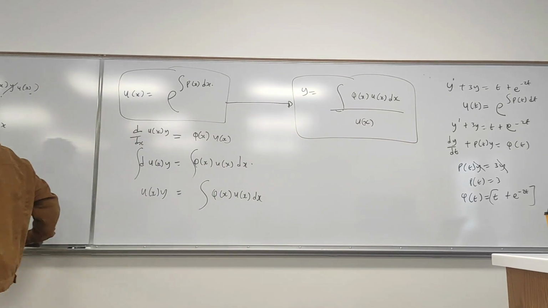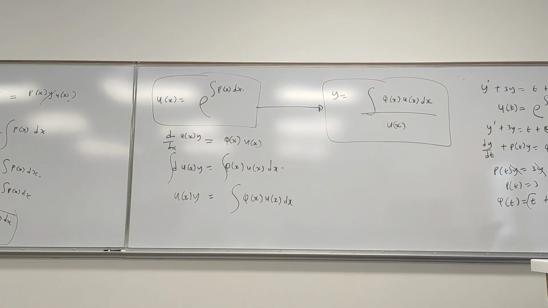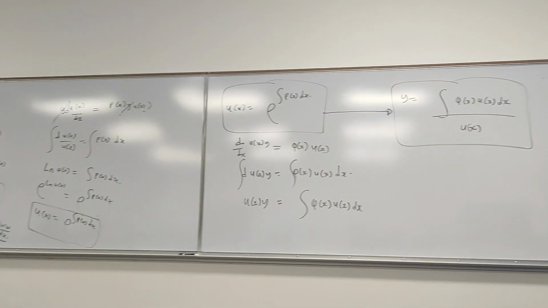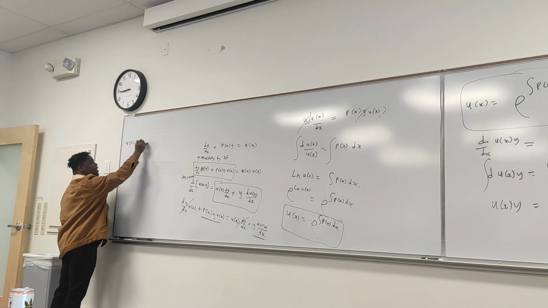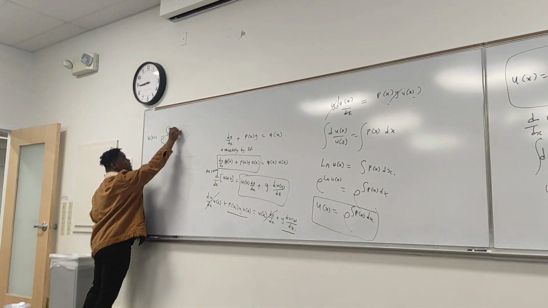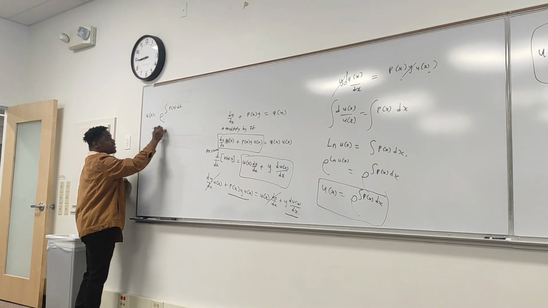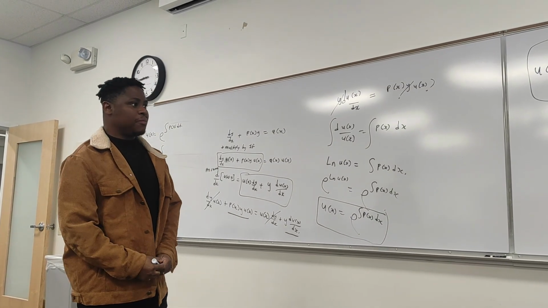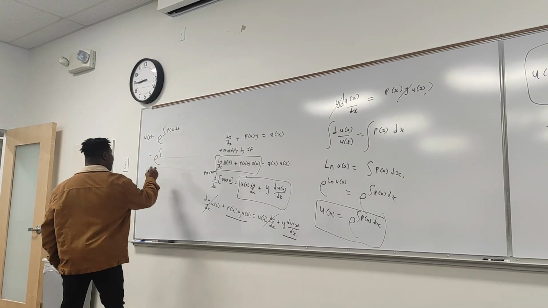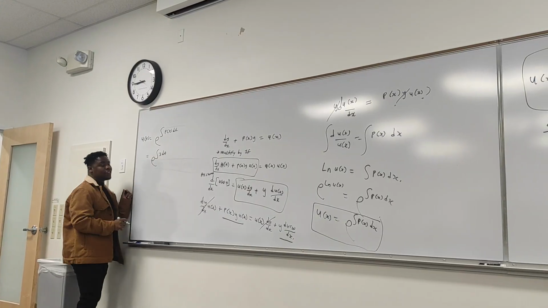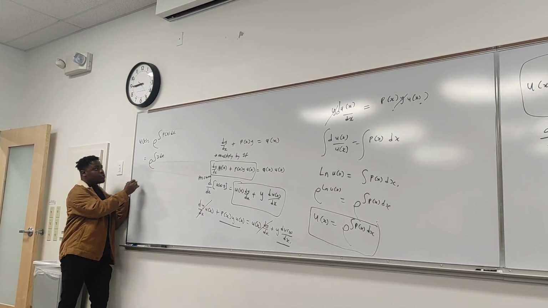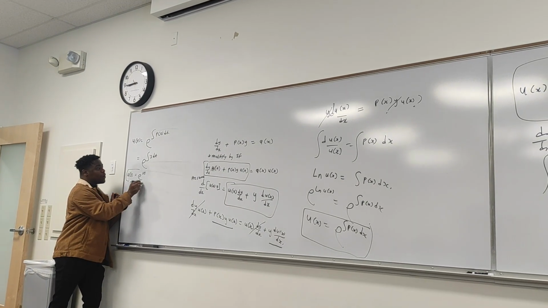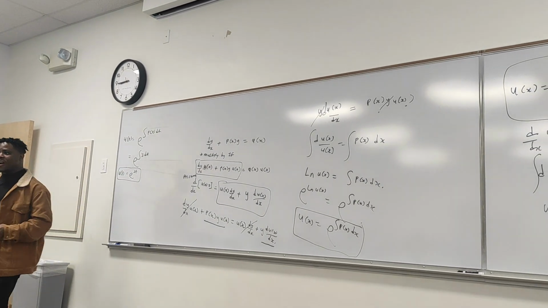So our integrating factor U of T is exponential integral P of T dt. That would be exponential integral, our P of T here is 3, integral 3 dt. So if you integrate 3, you get what? 3t, right? So that would be exponential 3t. So our U of T is exponential 3t, which is our integrating factor. We found our integrating factor.